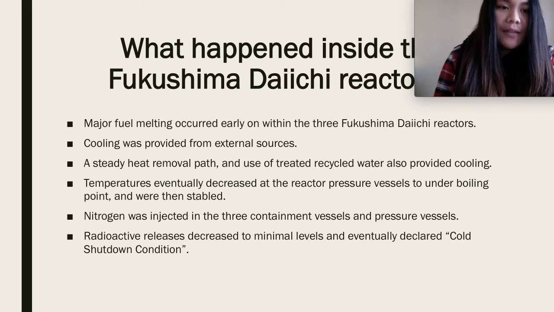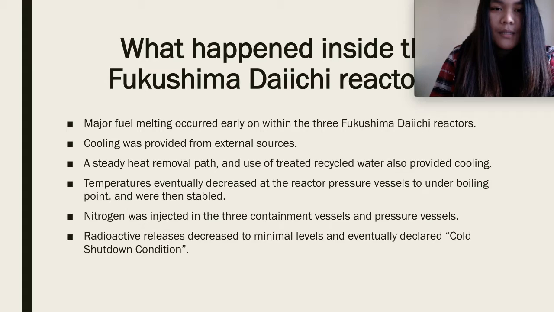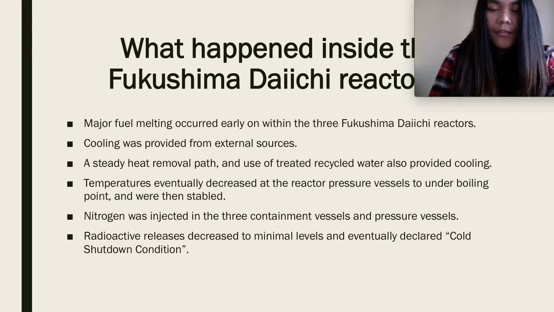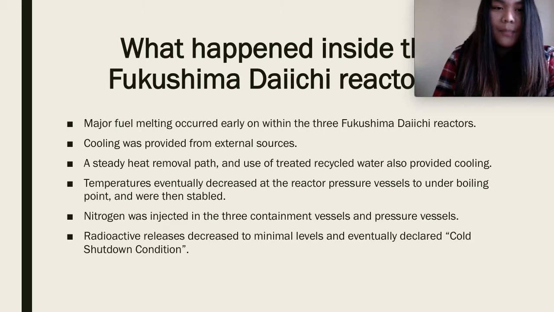What happened inside the Fukushima Daiichi reactors? Major fuel melting happened early on within the 3 Fukushima Daiichi reactors. The fuel was mostly contained aside from some volatile fission products that were vented early on. Some soluble ones were leaking with water, specifically from Unit 2, where it was definitely breached. Cooling was provided from external sources. A steady heat removal path and use of treated recycled water also provided cooling. Temperatures eventually decreased at the reactor pressure vessels to under boiling point and were then stable.